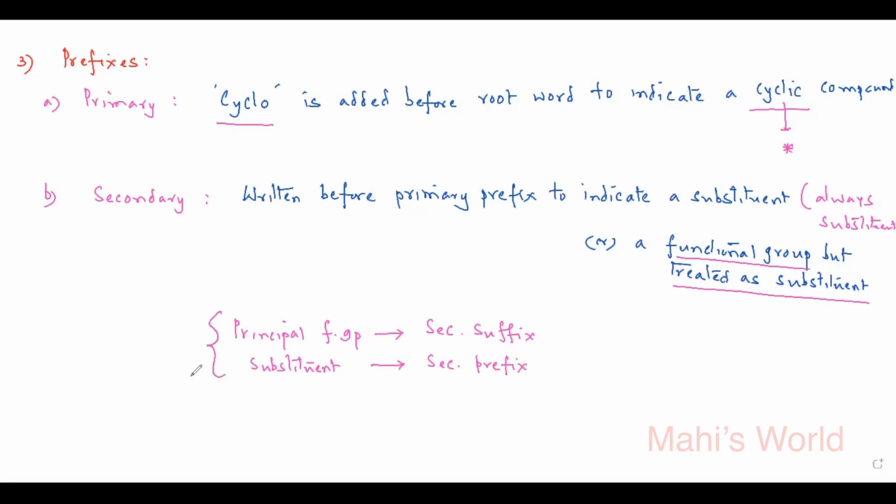Among the functional groups, the one with the maximum priority is treated as principal functional group. All others are treated as substituents. The one with maximum priority among all the functional groups present in the given compound is treated as principal functional group, and all others are treated as substituents. So that is very interesting. Let me give you an example.